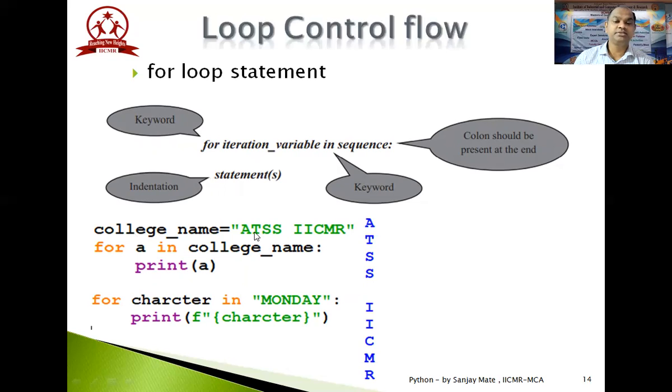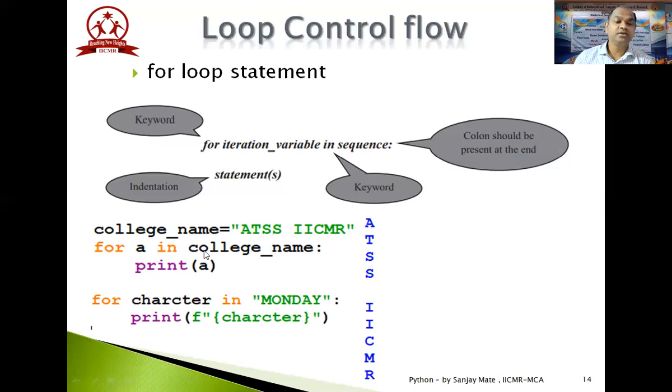Now I want to print this ATSS ISM one character at a time onto the screen. So here I am writing for a in college name; in is a membership operator. From college name, it will first take A and store it in small a, and it will be printed. After that, it will take T, put it into a, and then it will be printed. Then S, and in this way, one by one, all characters are stored in a and then printed. This is the way of creating a loop using the for loop.